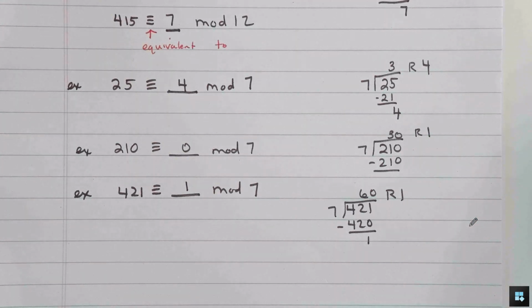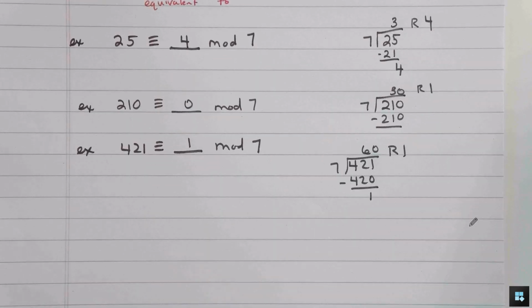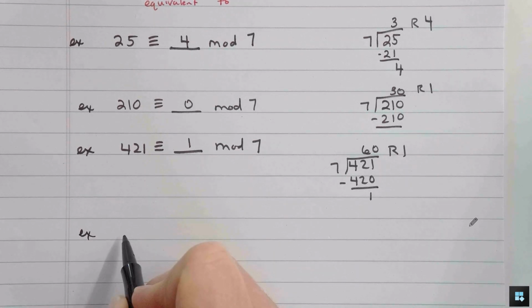So 421 does not divide evenly by 7. You get 60 point something, but 60 times 7 is 420. And so when we subtract, there's a remainder of 1. So 421 is 1 mod 7. How about we do some mod 4?